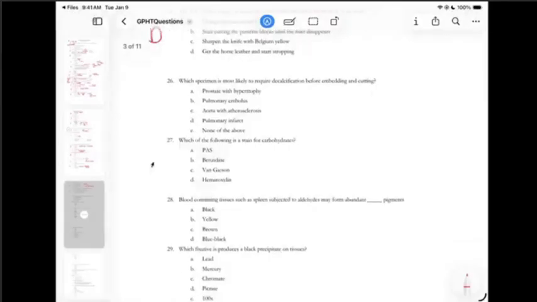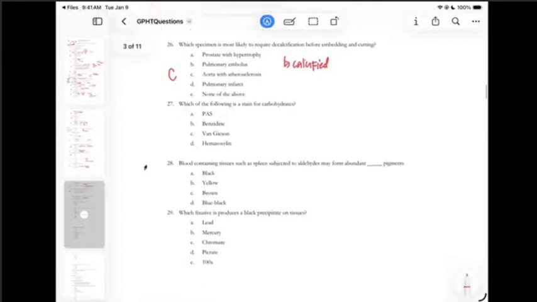Number 26, now which specimen is most likely to require decalcification before embedding and cutting? So, of course, yung mga calcified tissues. So, among the choices, which is calcified here, it's letter C. Yung mga may atherosclerosis. So, aside from bone and teeth, blood vessels with atherosclerosis can also be decalcified, as well as tuberculosis lesions. So, number 26, this is letter C.